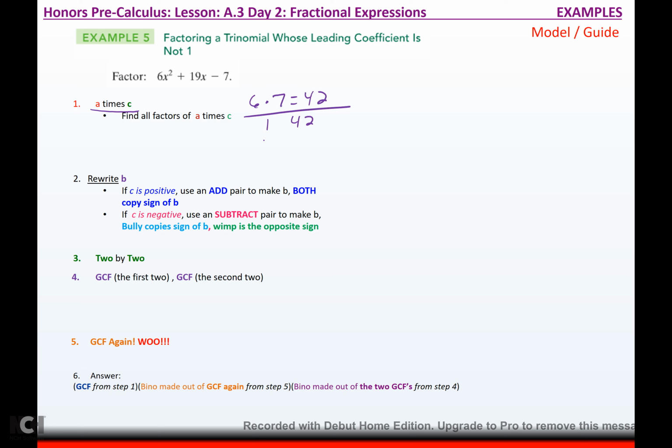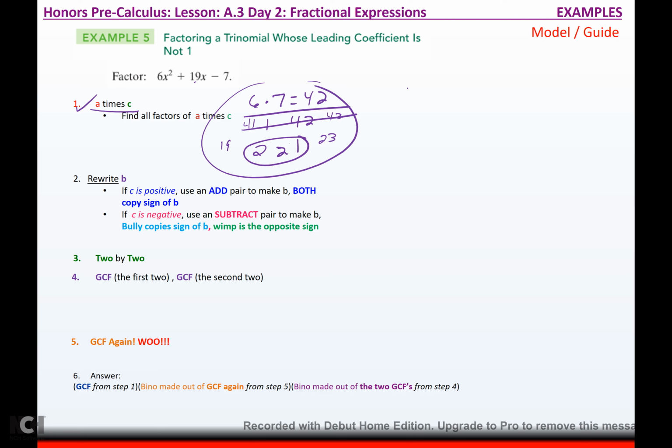1 and 42. And you can check, instead of listing them all first, you can list them and check them as you go. I'm trying to make 19. Add would give me 43, subtract would give me 41. That didn't work. 2 and 21. If I add, I get 23. If I subtract, I get 19. So there's my pair. Okay, so I did A times C.